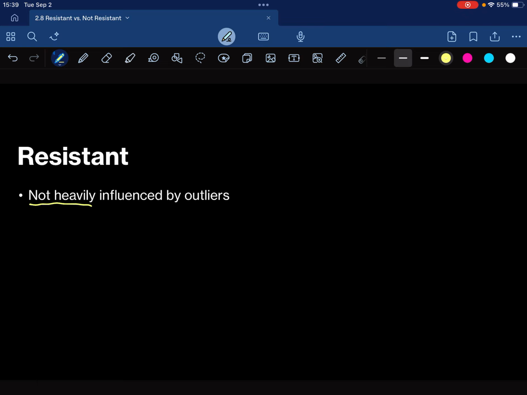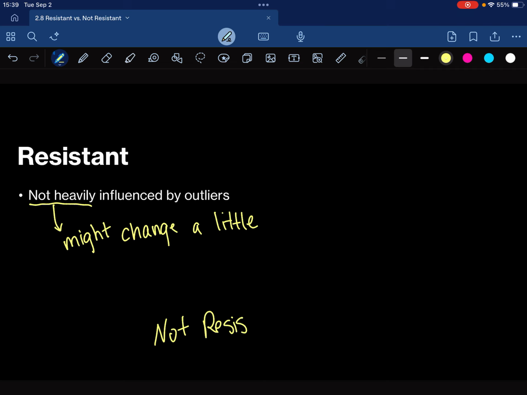Resistant means that it is not heavily influenced by outliers. So if there's an outlier present in the data set, a resistant summary statistic might change a little bit if we included the outlier or excluded the outlier, but we wouldn't see any large changes in its value based off of whether the outlier was in the data or not. That is the opposite of what it means for something to be not resistant. If something is not resistant, that means an outlier could change our value a lot.